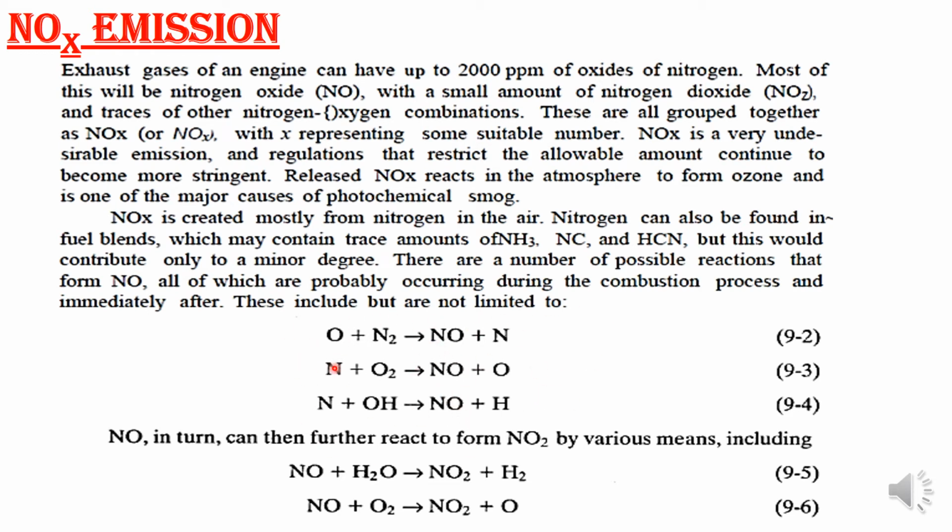There are three ways NO will form: O plus N2, N plus O2, and N plus OH. These three give formation of NO. Now the NO that is formed further reacts with oxygen or water, because water is a product of combustion. NO combines with water to form NO2 and H, and this NO also reacts with O2 to form NO2 and O. So this is how the cycle of formation of NO and NO2 goes.